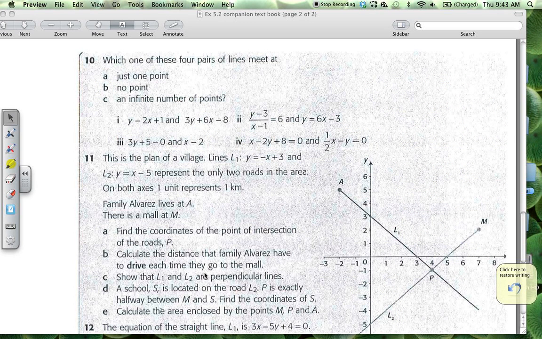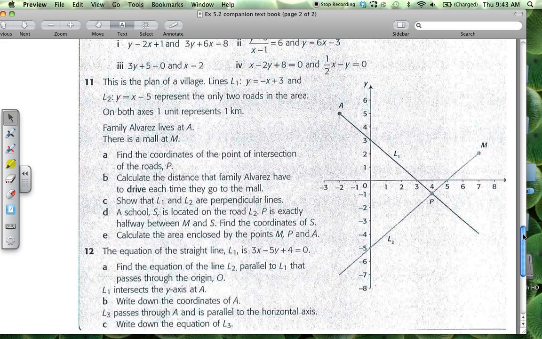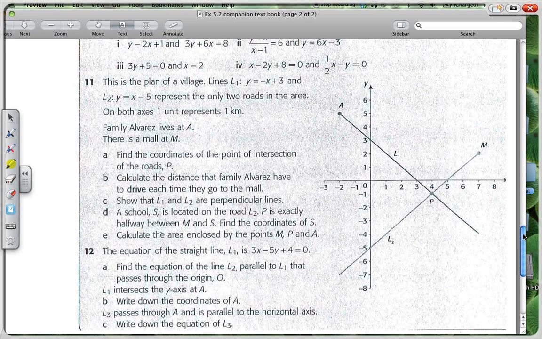Question 11 is a long question, so let's have a look at that. It says, this is the plan of a village. Line L1 is that and line L2 is that. Represent the only two roads in the area. On both axes, 1 unit represents 1 kilometer.